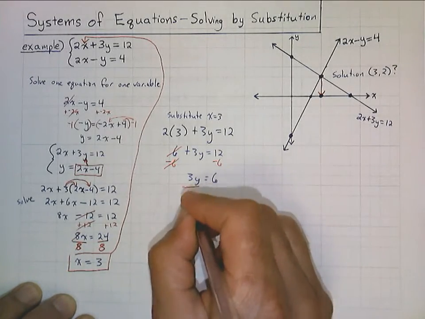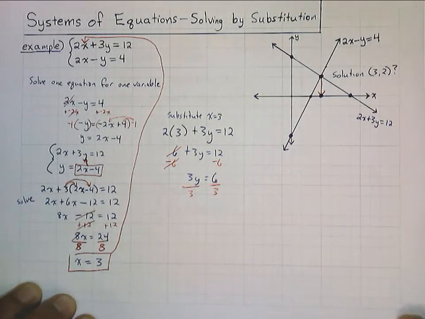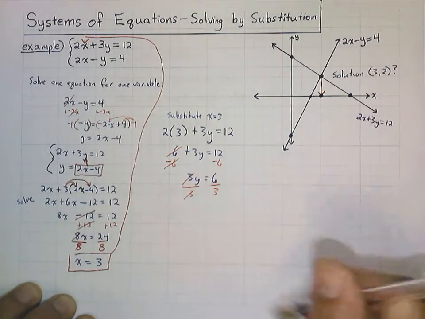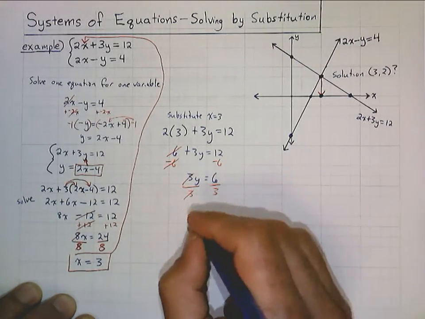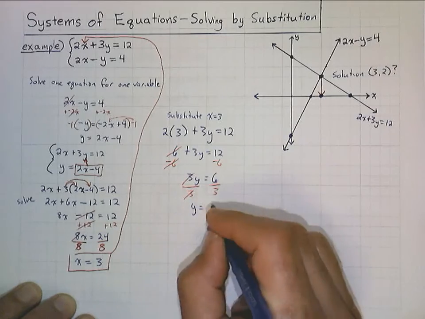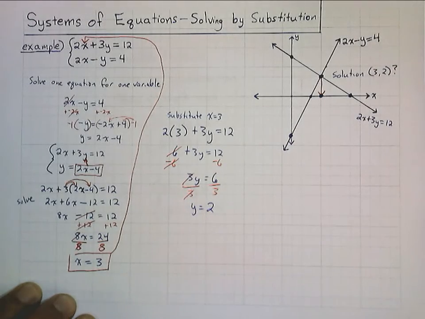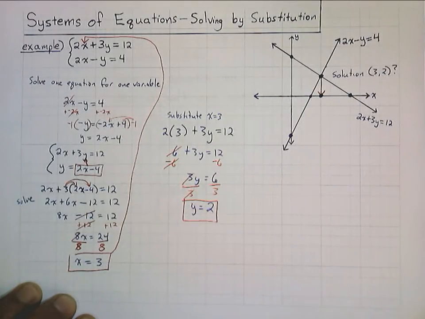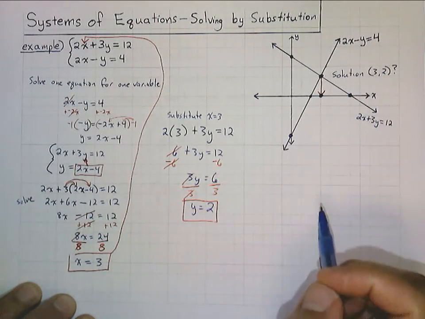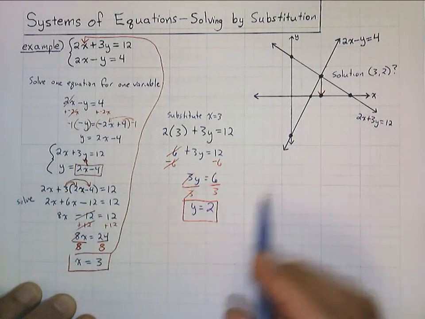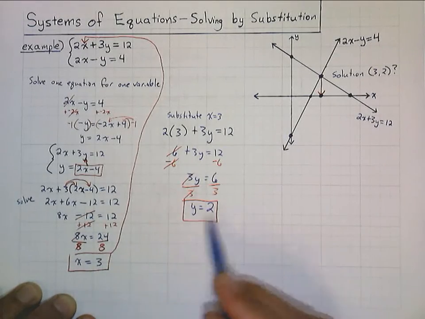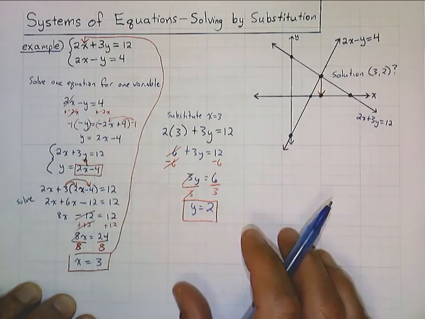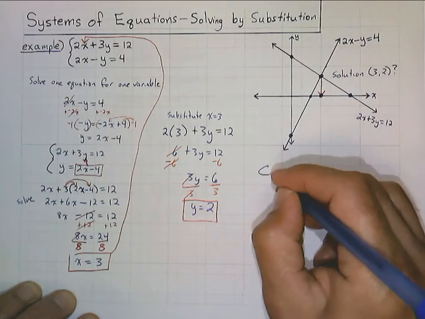And we'll divide both sides by 3, canceling that out. And now we have that y is equal to 6 divided by 3 is 2. And there is the y-coordinate of our point of intersection, which is what we were expecting from the graph. So there's our point. X-coordinate is 3, y-coordinate is 2. But now, of course, we should check.